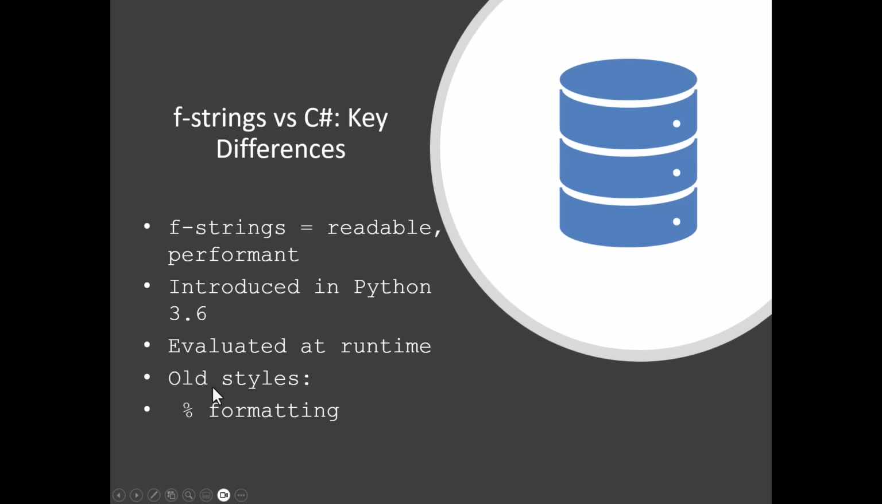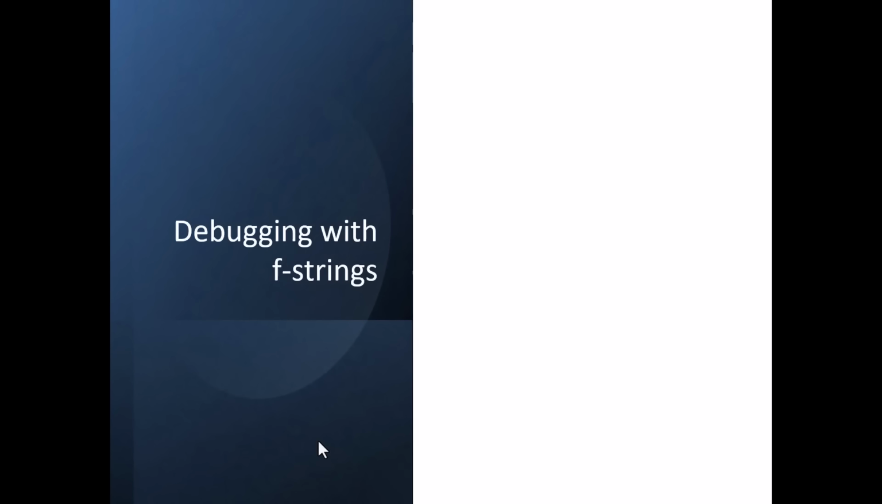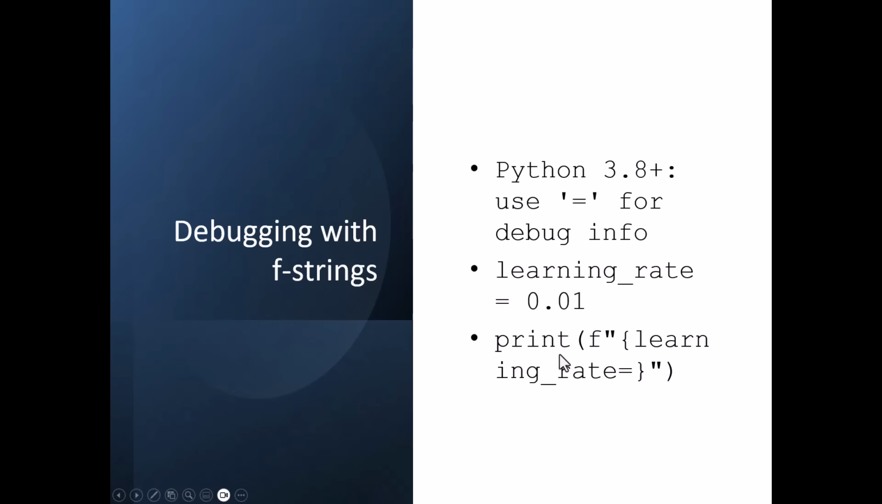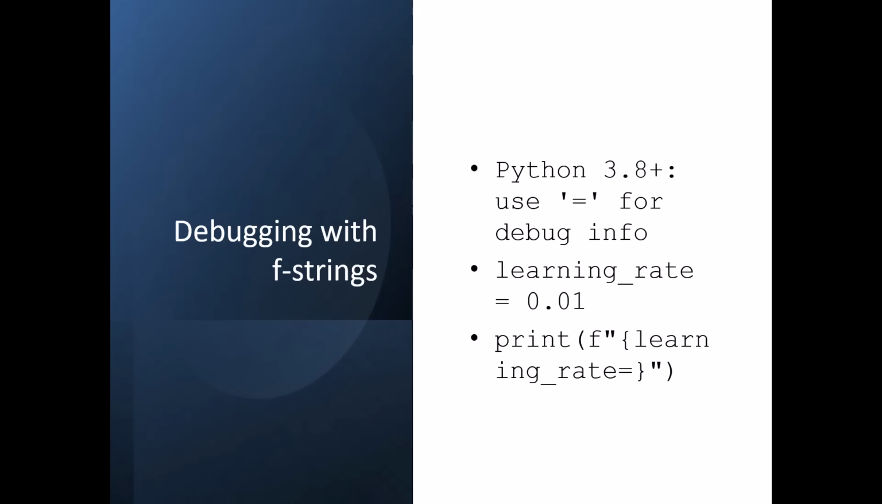And these are the old styles that f-strings replace: percentage formatting and the dot format method. And from version 3.8 plus, we use equals for debug info, like learning rate = 0.01. So if you issue this statement, print f learning rate, then this is the debugging information. If you need to debug, then you put this equal sign.